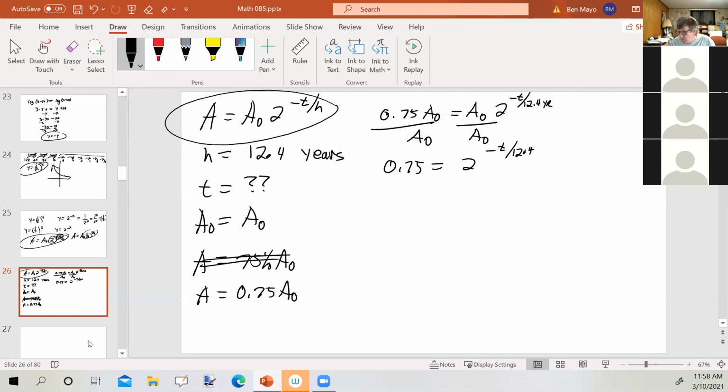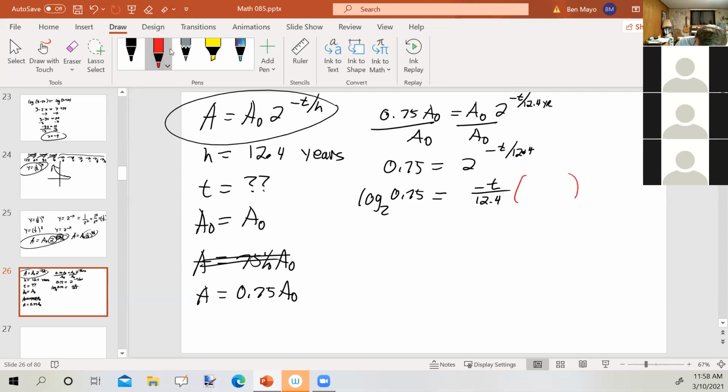So it's safe to assume that we've got some amount of it. All right, now we have an exponential equation, and the unknown is part of the exponent. So let's change this into a logarithmic equation. So this becomes log base 2 of 0.75 equals negative t over 12.4 years. All right, but I'm trying to solve for t.